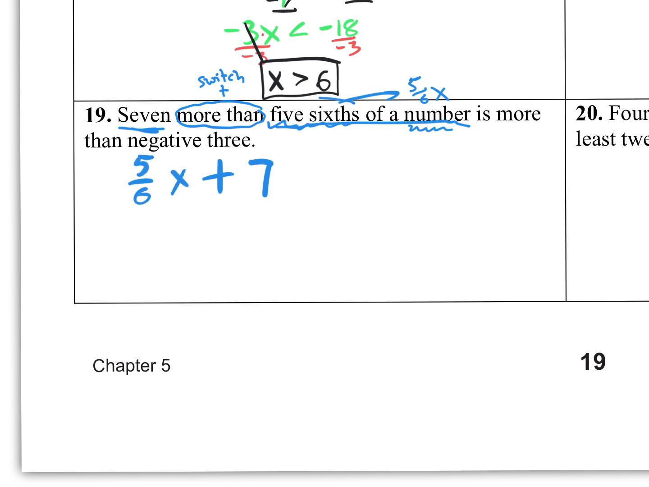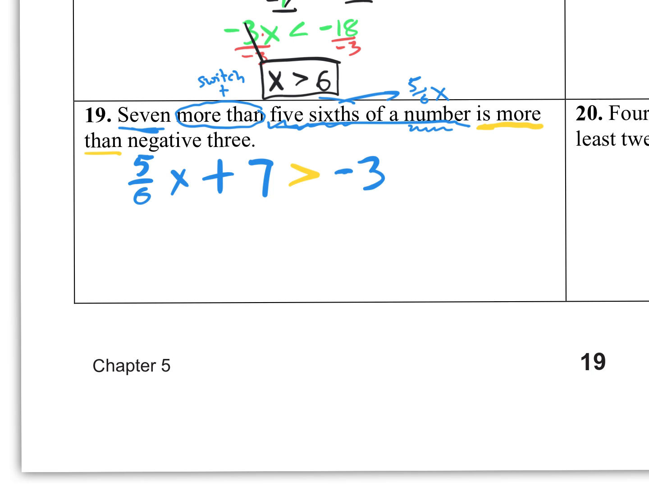5/6 with x. And then we have the word is, which usually means equal, but right here it says is more than. So that's a greater than. Is more than is greater than. Is less than, less than, right? And at the very end we have negative 3. So we have negative 3 over here. And here is our inequality. That's the tough part, reading it and writing the inequality.